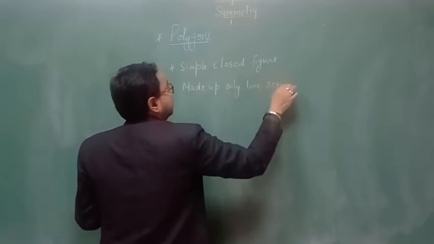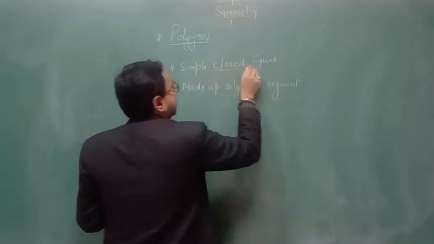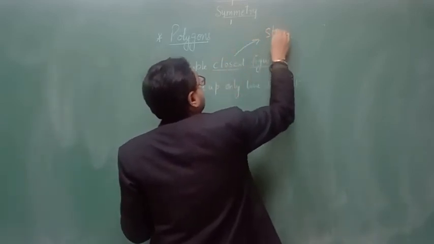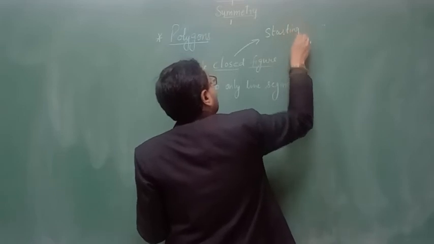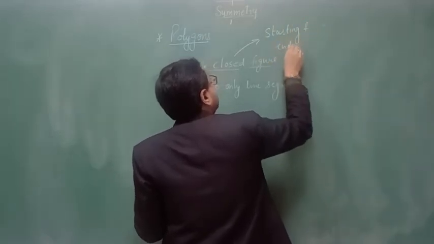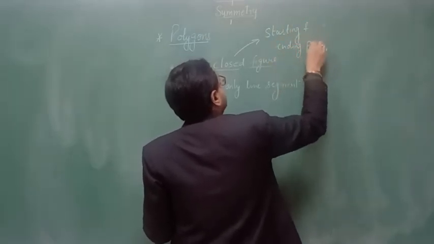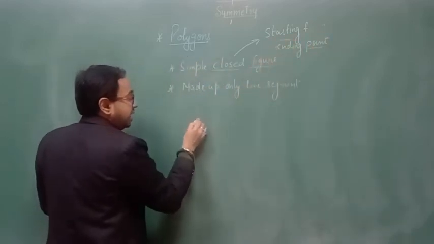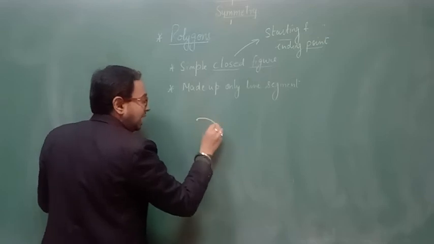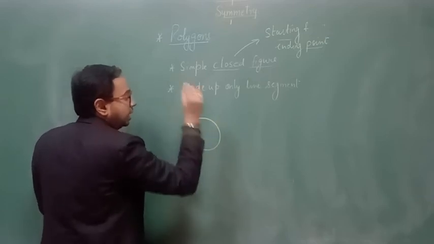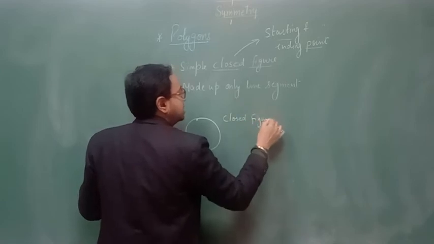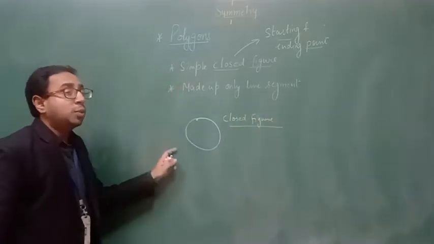What do you mean by polygons? Polygons, first of all, are closed figures. What do you mean by closed figure? Closed figure means the starting and ending point should be the same. The object must start and end at the same point. For example, if I start from this point and reach the same point, this is a closed figure because the starting and end points are the same.